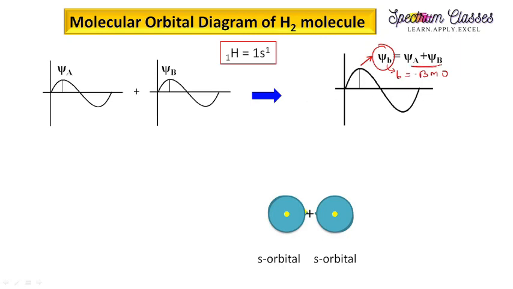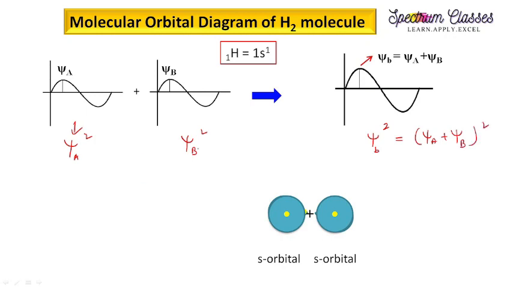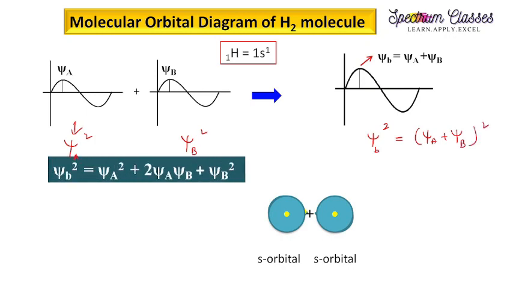So this is what you can see here, and if we see the probability of finding the electron, then in this case we are having psi A square, for this psi B square, and for this we are having psi B square. So what does this psi square mean? It is (psi A plus psi B) square, right? On expanding this, we will get psi square is equal to psi A square plus 2 psi A psi B plus psi B square.